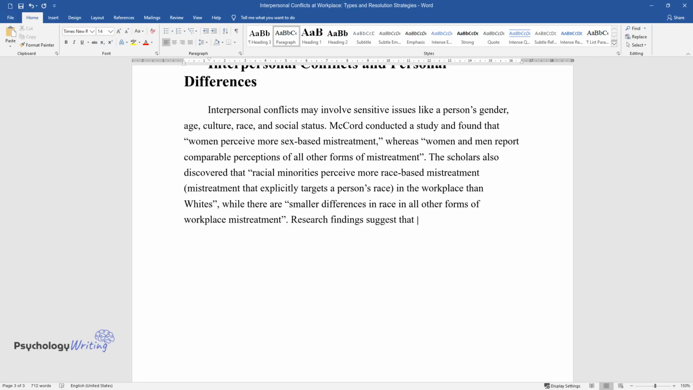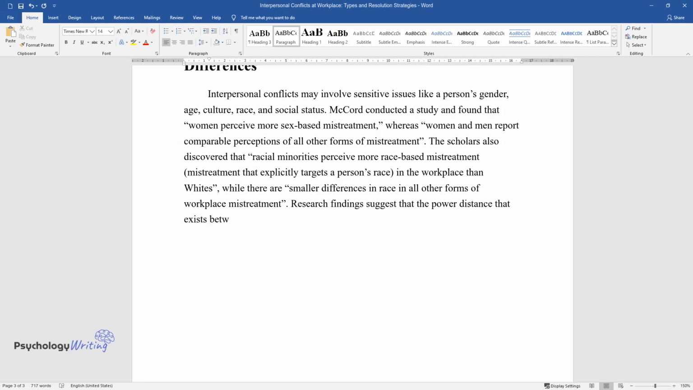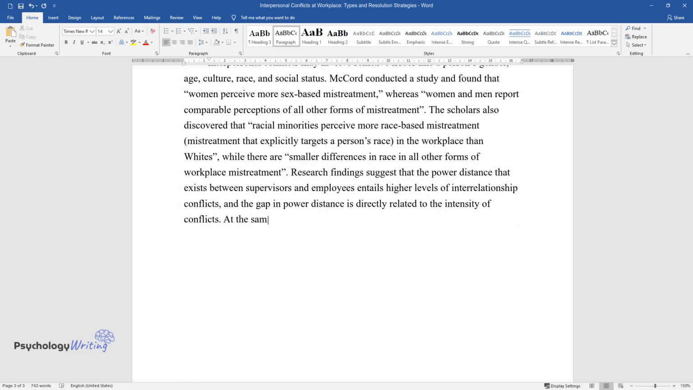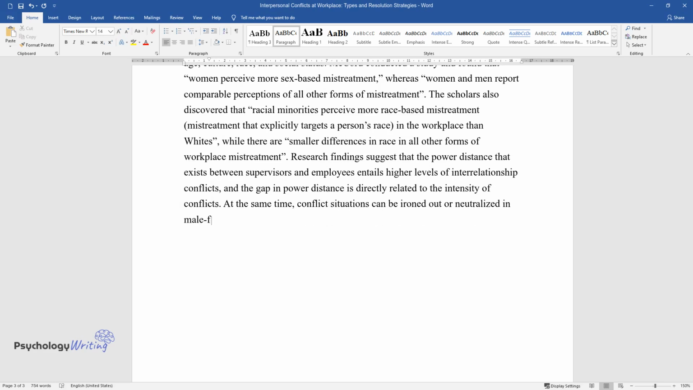Research findings suggest that the power distance that exists between supervisors and employees entails higher levels of interrelationship conflicts, and the gap in power distance is directly related to the intensity of conflicts. At the same time, conflict situations can be ironed out or neutralized in male-female or female-male employee-supervisor pairs.